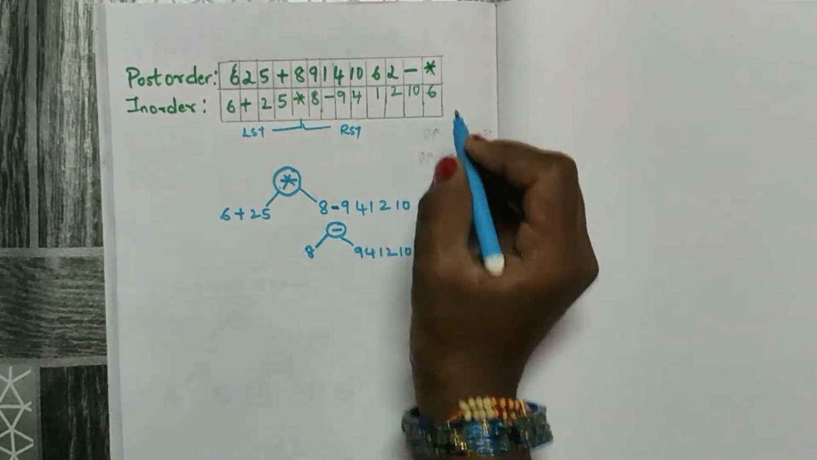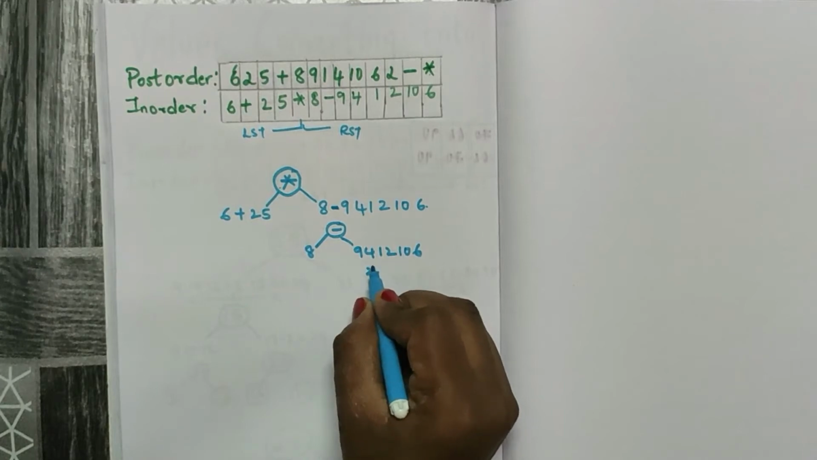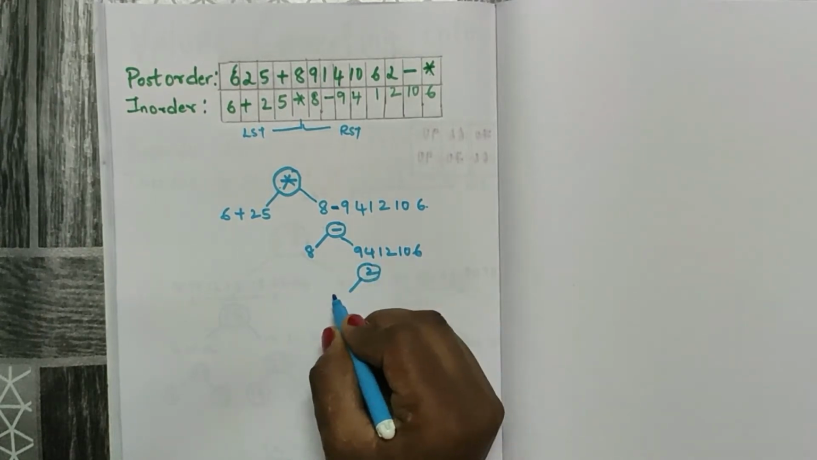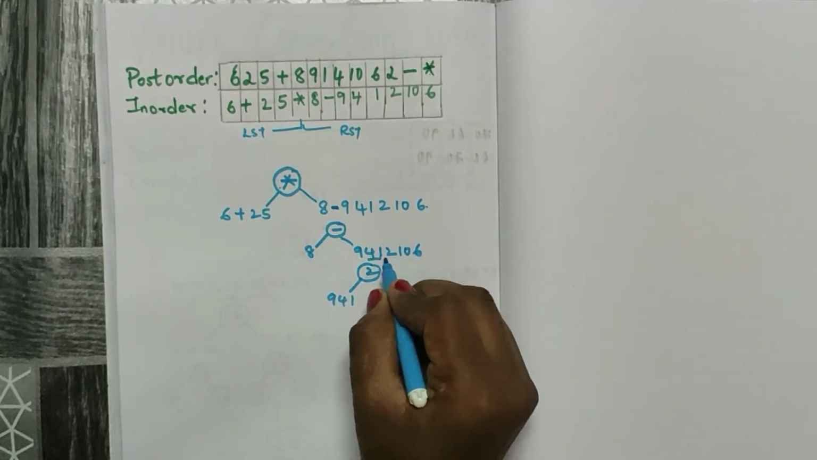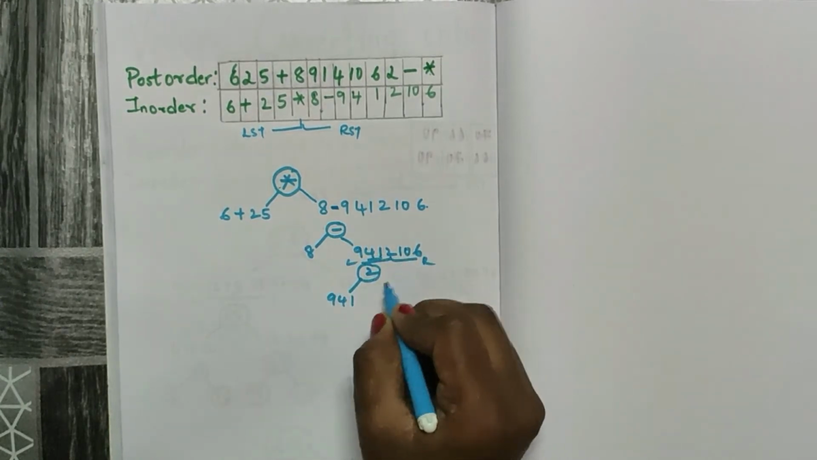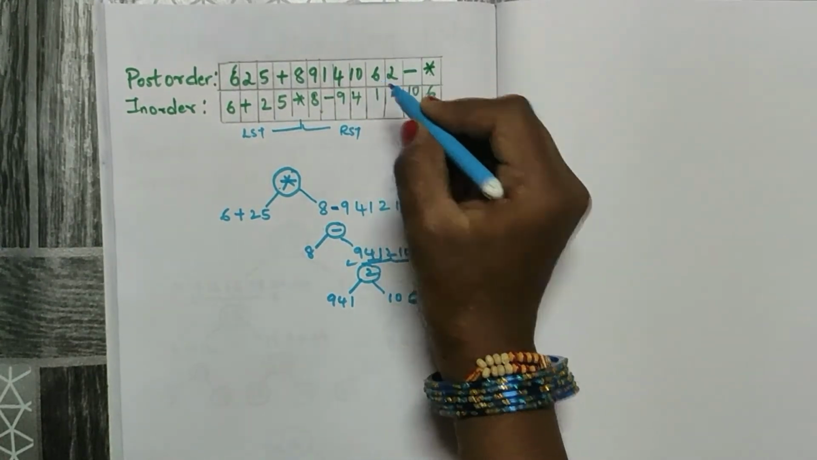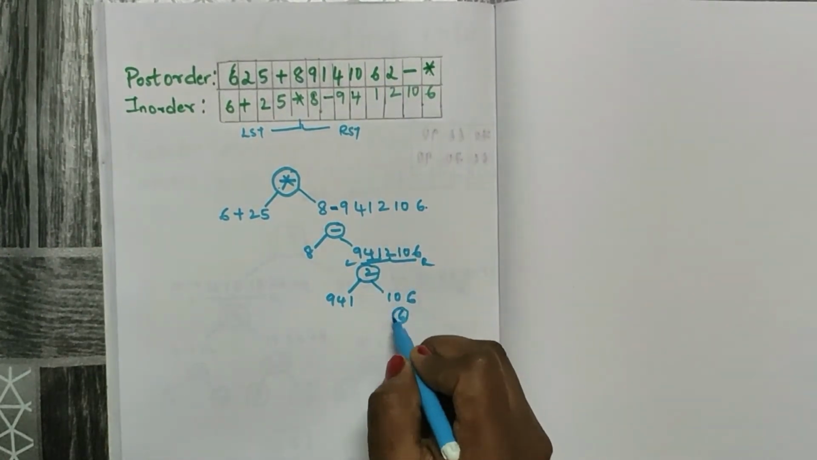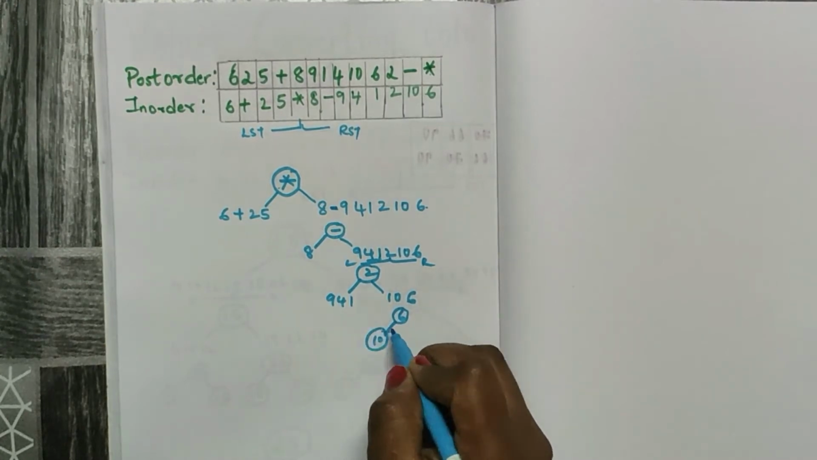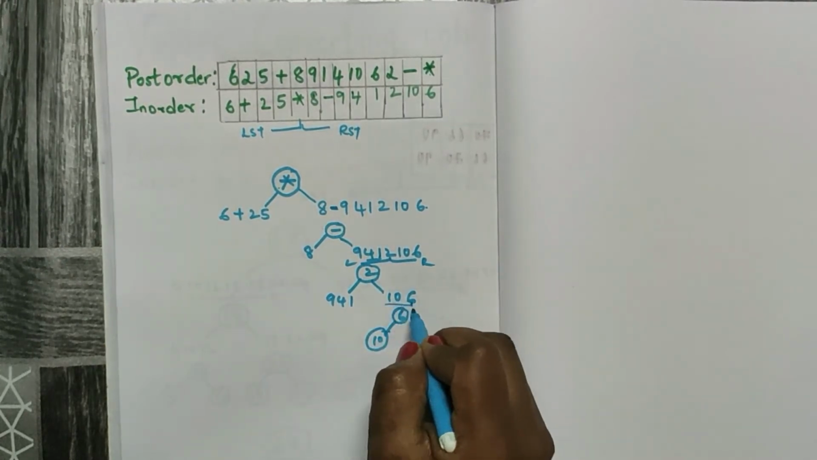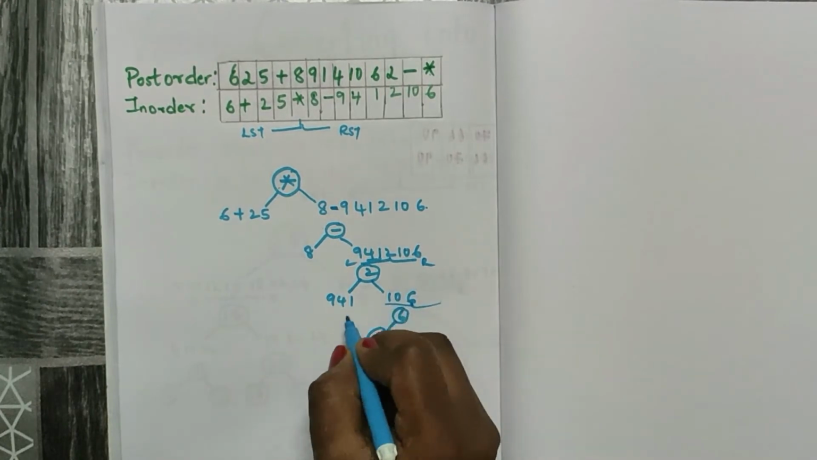So next is 2. So 2 I have here. So this will be my main root and remaining left side and right side. So here 10 and 6. Now next I have is 6. So 6 will be my main root. Then this 10 in the left, because root 10 left side and right side. This will be the left.